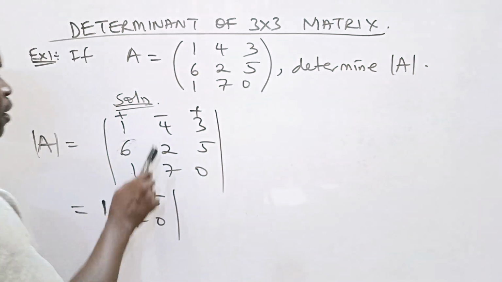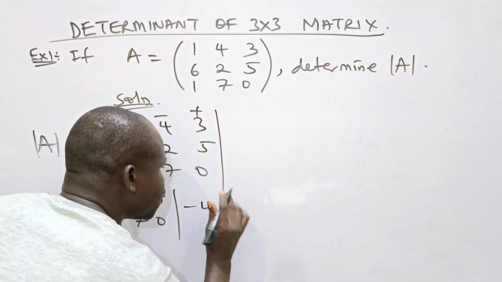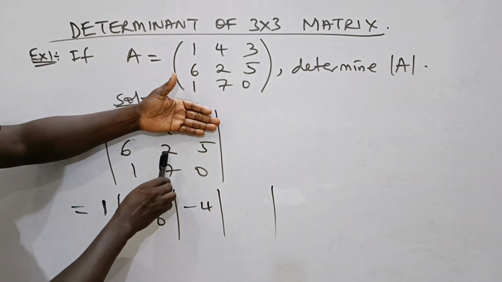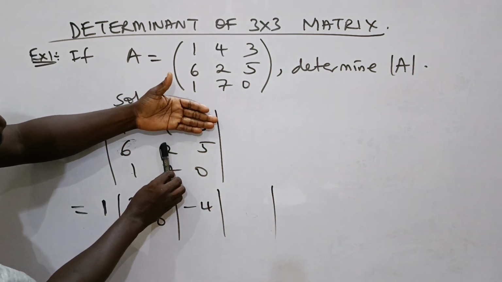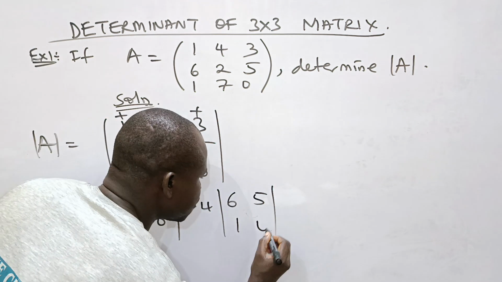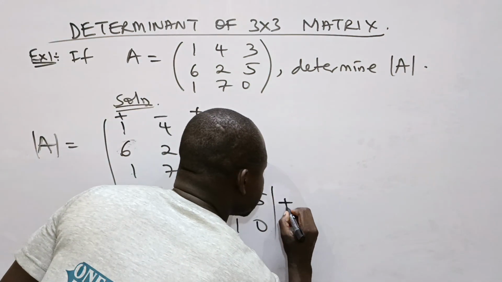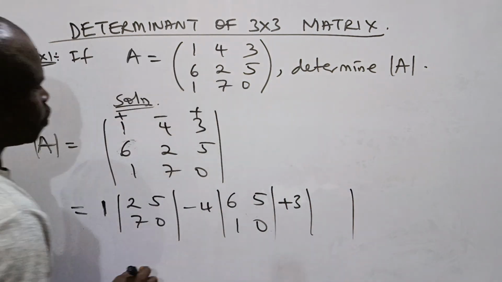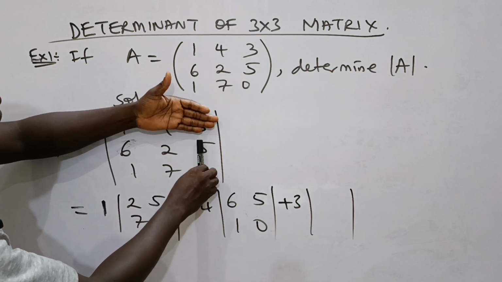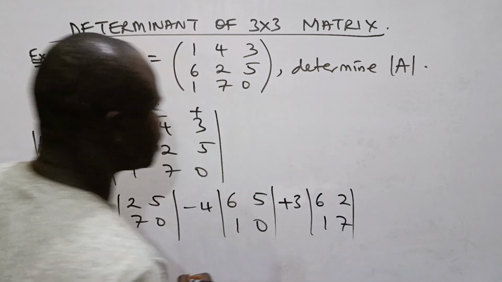I go to the second element in the first row, which is now minus 4 because of the minus sign we have there. If we cover the first row and second column, the leftover will be 6510. Then we move to the third column under the first row. That is plus 3. We consider the first row and third column. The leftover will be 6217. So this is what we are going to have.